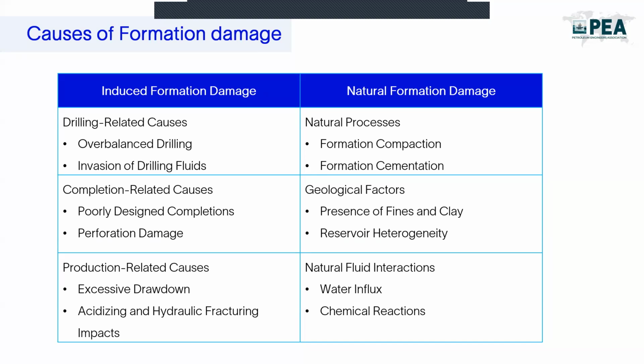These are the damages arising from natural processes and conditions. In most cases, not all cases, we have no control over these causes of damage, but we can mitigate them as well. Starting with the natural processes, these occur over the depositional process of the rock itself. The first one is formation compaction.